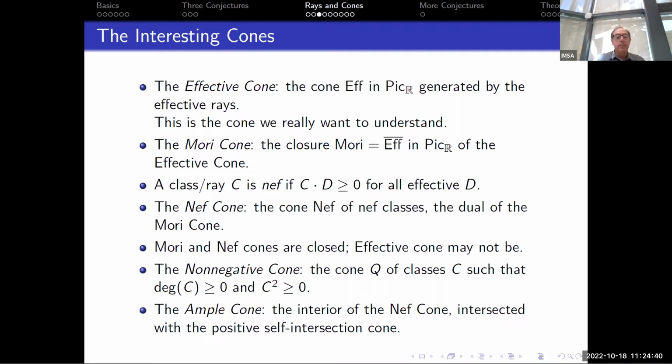We won't need the ample cone much in what's to come. So you have the effective cone, its closure is the Mori cone, the dual of the Mori cone is the Nef cone, and then you have this non-negative cone related to the quadratic form, the self-intersection.